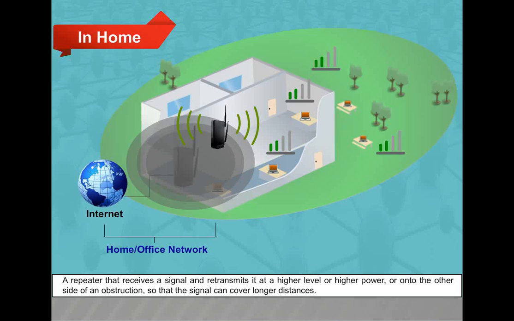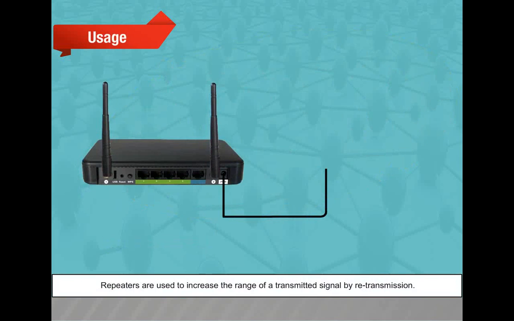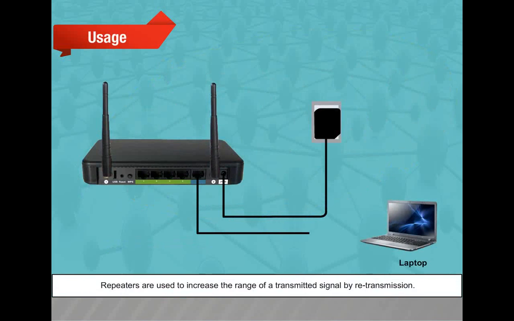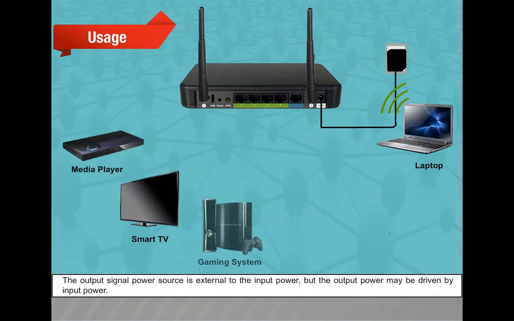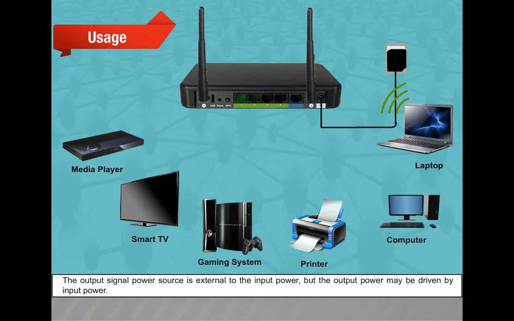A repeater receives a signal and retransmits it at a higher level or higher power or onto the other side of an obstruction so that the signal can cover longer distances. Usage. Repeaters are used to increase the range of a transmitted signal by retransmission. An optical communication repeater receives light as input and outputs light. The output signal power source is external to the input power, but the output power may be driven by input power.